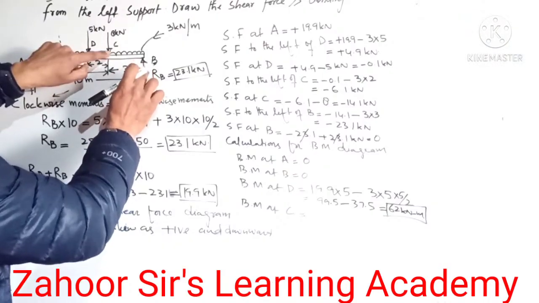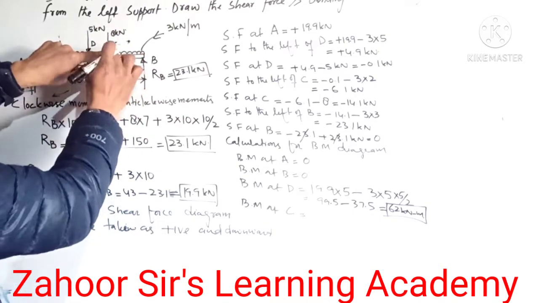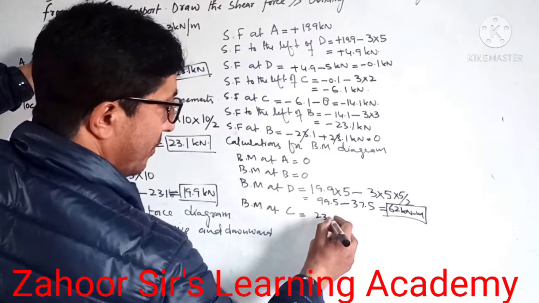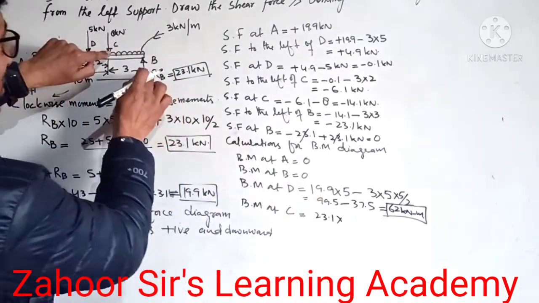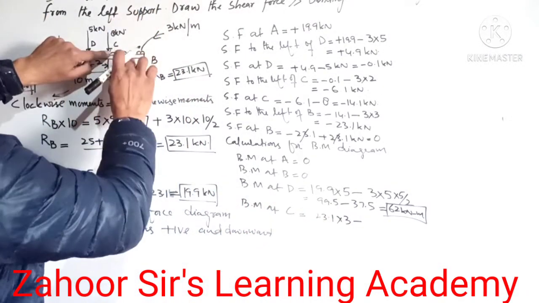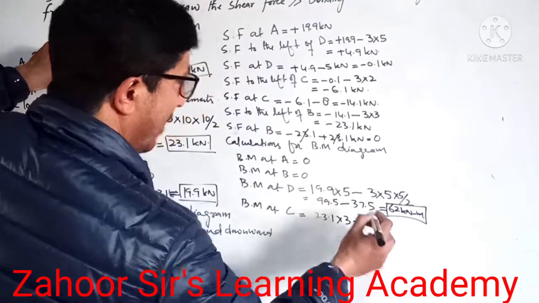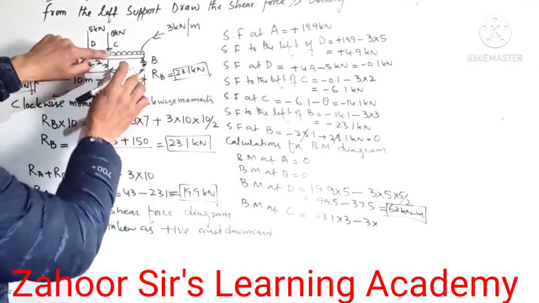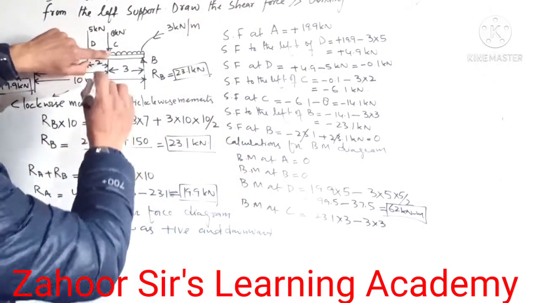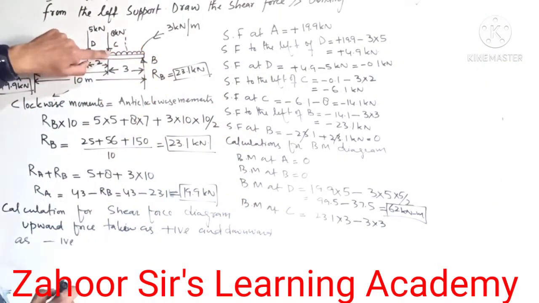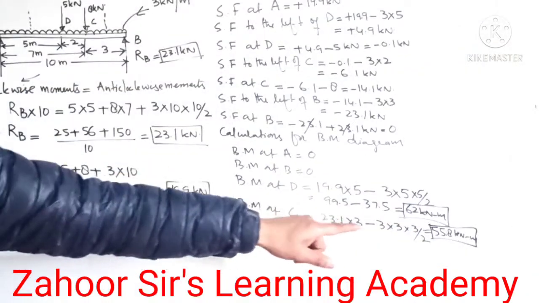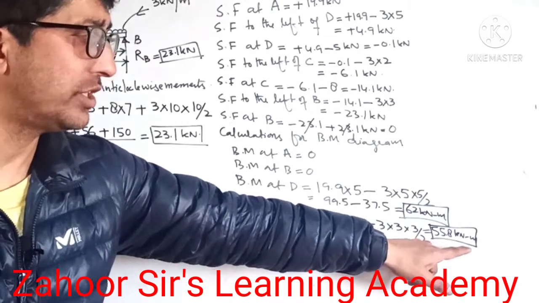This force is going to bend at point C. So the magnitude of this force is 23.1 into its distance up to that point, that is 3 meters, and minus this UDL. The UDL is spread over 3 meters, so 3 into 3 is converted into a force. Now we assume that it's acting at the center of the 3, that is 3 by 2. So the moment at C is 55.8 kilonewton meter.